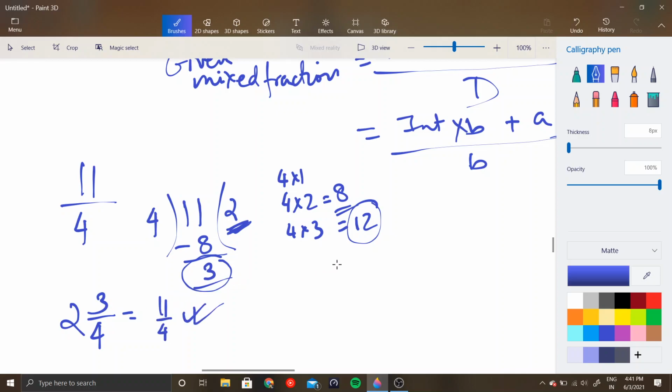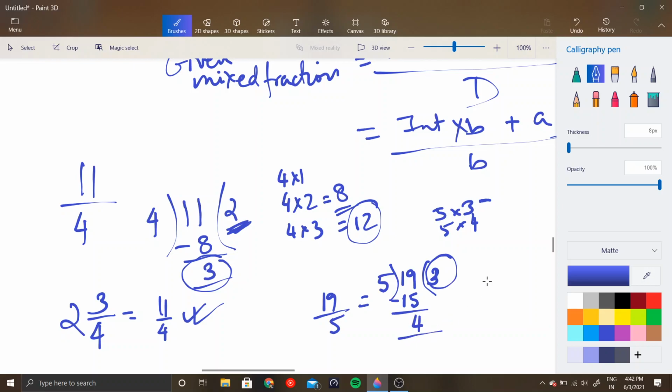Let's look into one more example to get a clearer understanding. 19 by 5: you divide 19 by 5. What is the closest we can go to 19? 5 into 3 is 15, 5 into 4 is 20. So we'll take 15. You can have 3 entire cakes, and what will remain is 4. So 3 and 4 by 5, right?